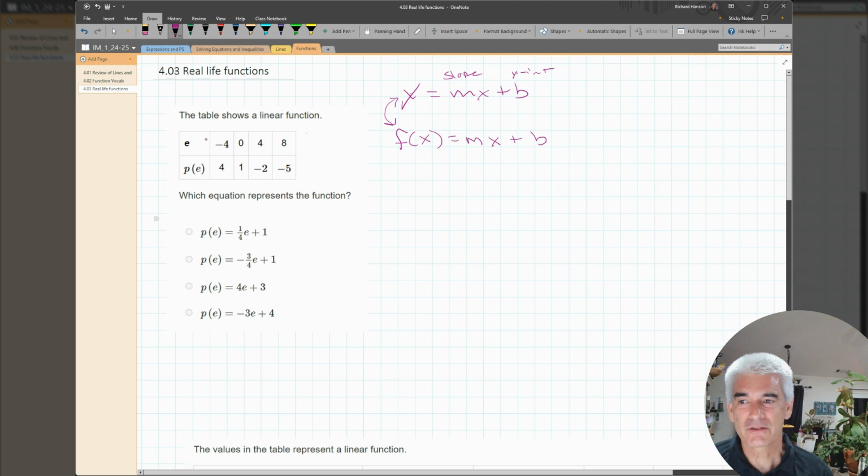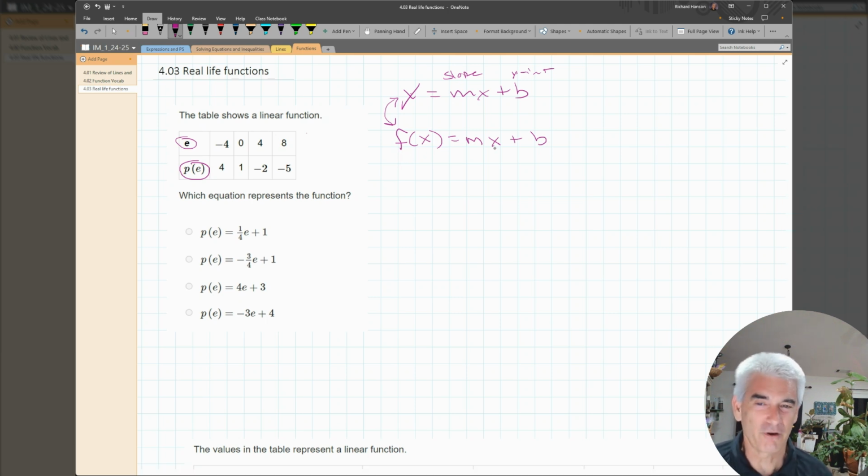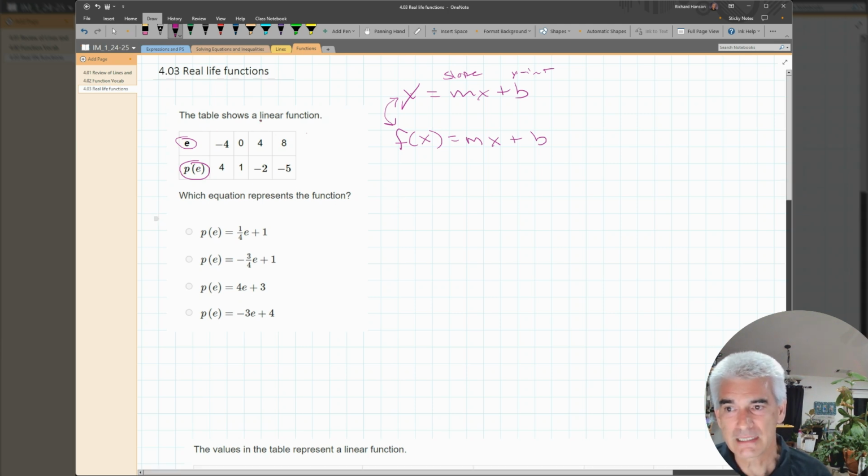Now, this is kind of weird. I have e and I have p of e. So it doesn't have to be f of, it could be m of, p of, although m of would make this one a little bit more confusing. So they're using e and p of e. Well, and they tell us it's linear. So let's look at our points here. We'll think of this as x, think of this as y.